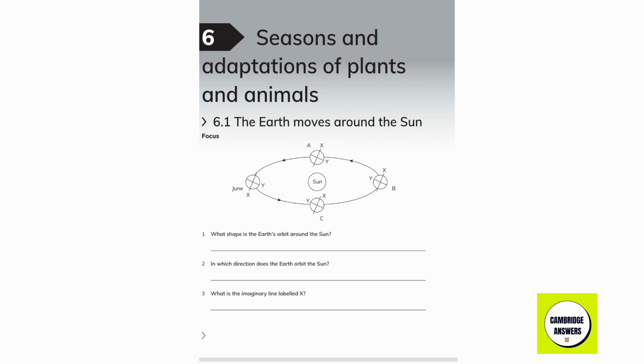Chapter number 6, Seasons and Adaptation of Plants and Animals. Exercise 6.1. The Earth moves around the Sun. What shape is the Earth's orbit around the Sun? Slight ellipse. In which direction does the Earth orbit the Sun? Anti-clockwise. What is the imaginary line labeled as X? The Earth's axis.